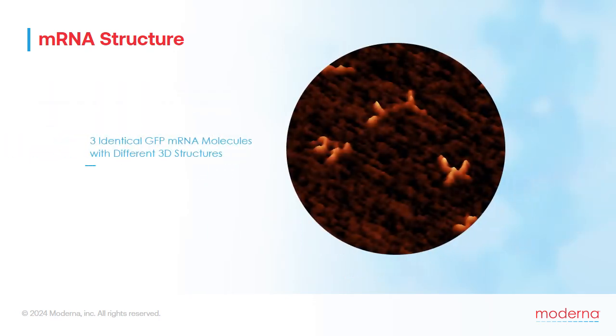This image shows three identical 883 nucleotide mRNA molecules that contain the blueprints for green fluorescent protein, or GFP, a protein that makes jellyfish glow under UV light. What you can see is that even though they have exactly the same pattern of A, C, G, and U, that is, they have the same nucleotide sequence, each individual molecule folds in a different way.